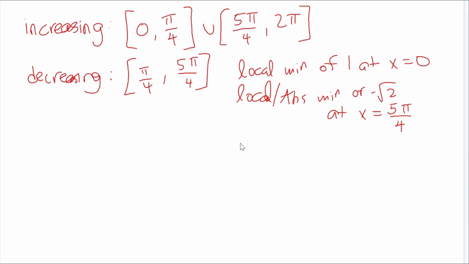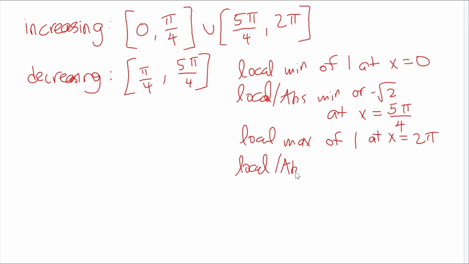And in terms of the maxima, we had a local max. The one that was only local was the one that was 1, and that was at x equals 2 pi. And we had a local and absolute max of positive root 2, and that was at x equals pi over 4. So that's everything from the first derivative.